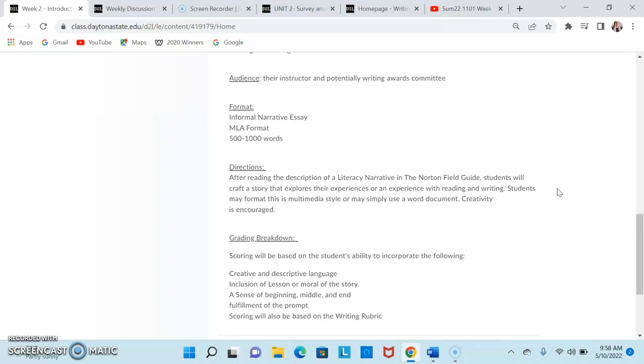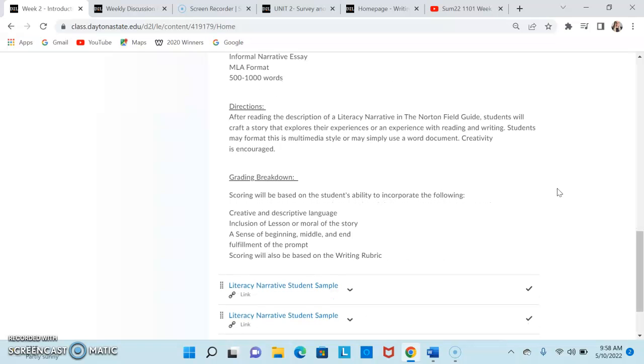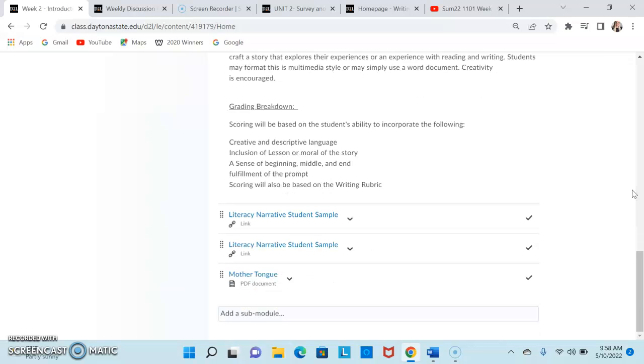So 500 to 1,000 words. And then here is your grading breakdown: using creative and descriptive language, including a lesson learned, a sense of beginning, middle, and end. And then, of course, I'll be using the DSC rubric for writing.